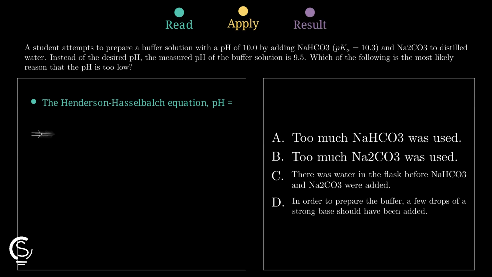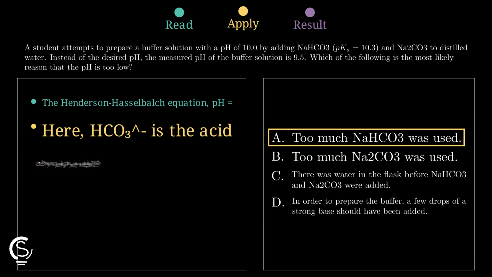Since the measured pH is 9.5, it was lower than intended, so the solution had relatively too much acid component, making option A the match.